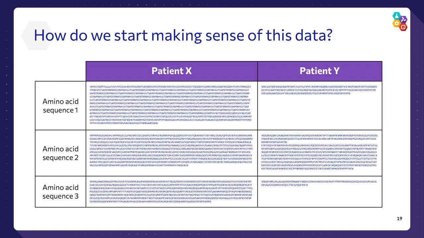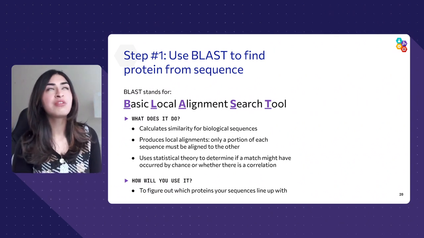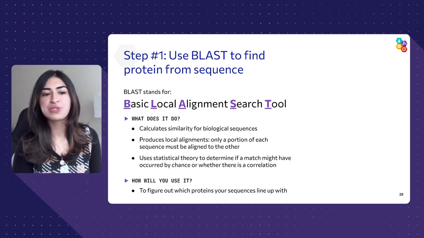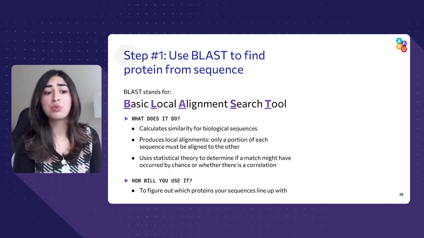So here's all the sequences for protein X and protein Y. How do we start making sense of them? Right now, we're looking at them and they're just a bunch of different letters that don't mean anything to us. First, we need to take these sequences and figure out what proteins they actually encode. To do that, you're going to use a tool that a lot of biologists and bioinformaticians use called BLAST, Basic Local Alignment Search Tool. What does BLAST do?